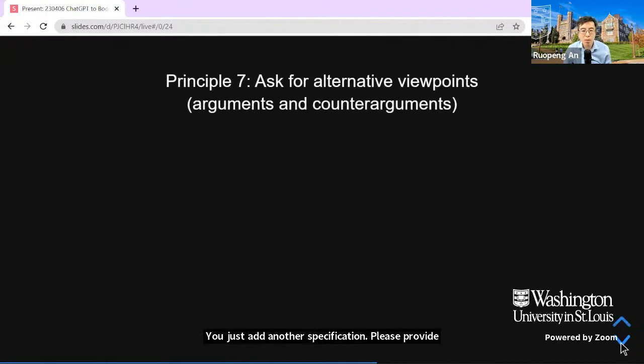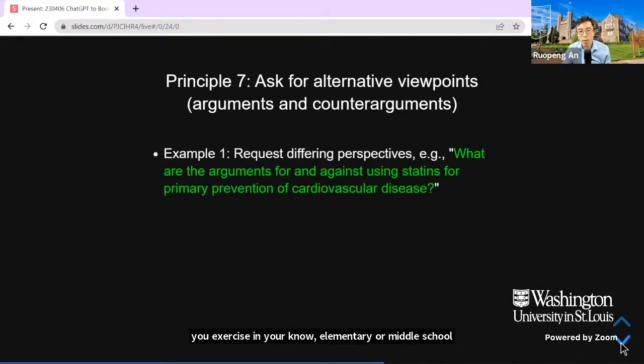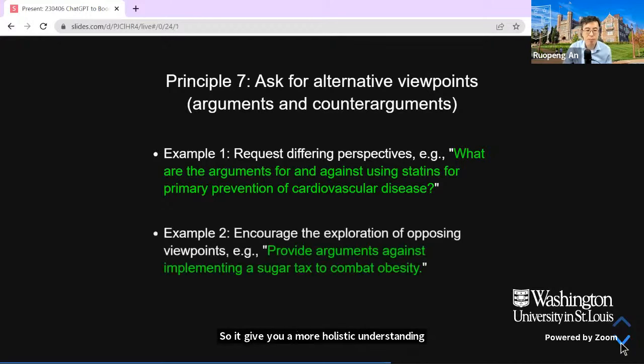So principle 7 is to ask for alternative viewpoints. Remember the arguments and counter arguments that you exercised in your elementary or middle school debate teams? So one example could be requesting different perspectives. What are the arguments for and against using statins for primary prevention of cardiovascular disease? Okay, so it's going to tell you the arguments both for and against, the pros and the cons. So it gives you a more holistic understanding of the question at hand.